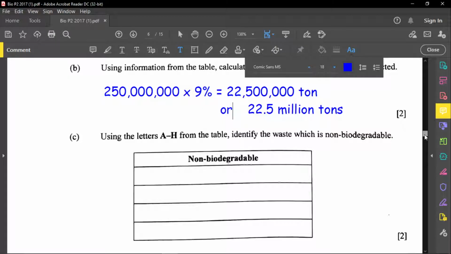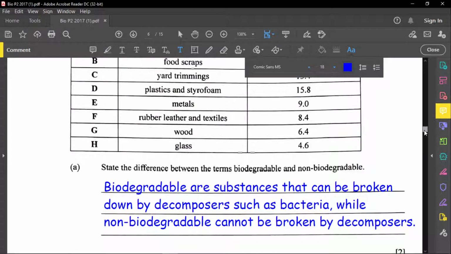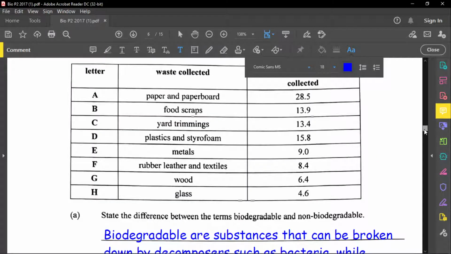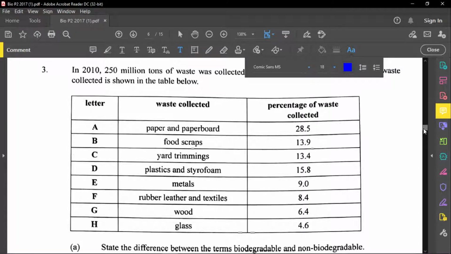And then it said, now using the letters A to H from the table, identify the waste which is non-biodegradable. So we're looking for the non-biodegradable substances, the substances that cannot be broken down by bacteria or decomposers. Paper and paperboard, they can. Food scraps, yes, they can be broken down, so they are not non-biodegradable. Those are biodegradable. Yard trimmings are good biodegradable substances. They are organic materials. Plastic and styrofoam, yes, that's a correct answer right there.